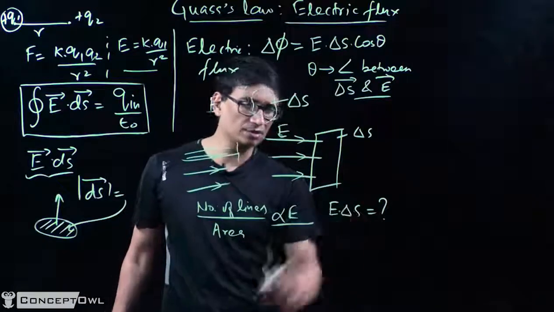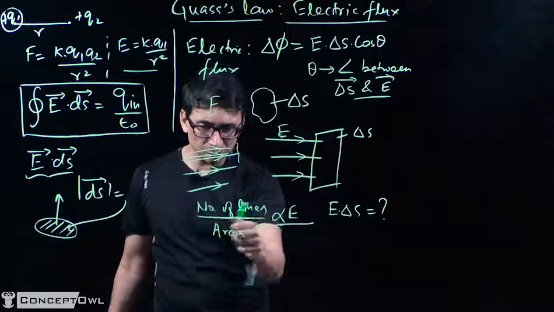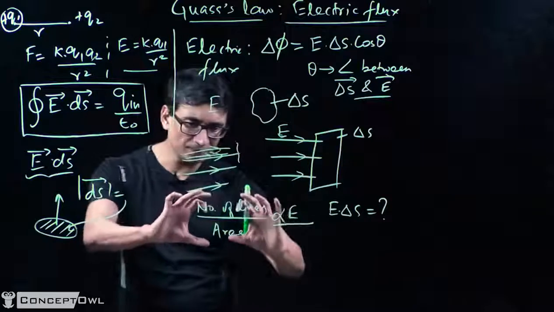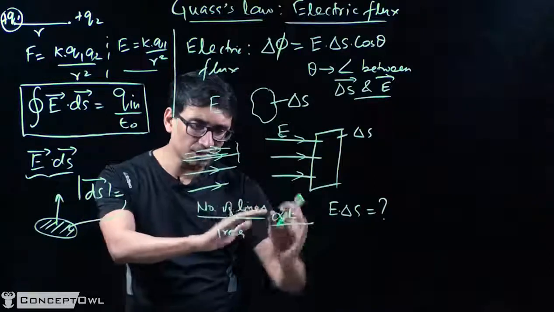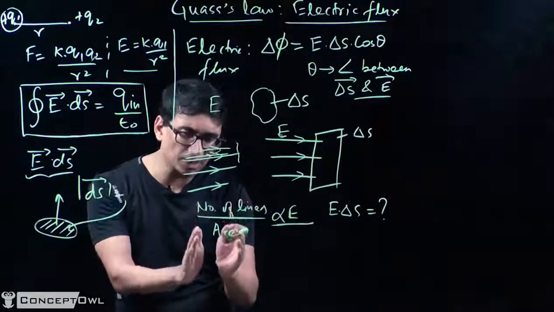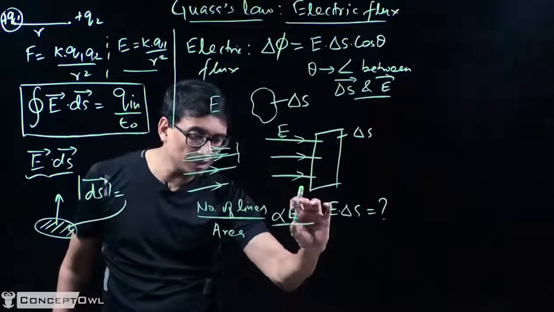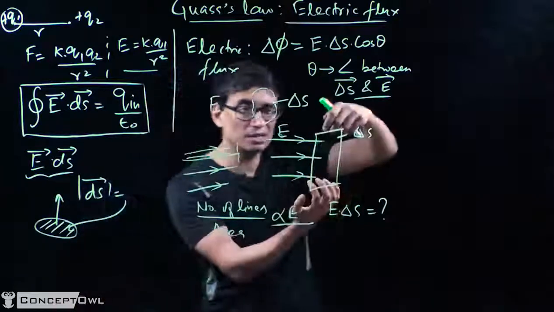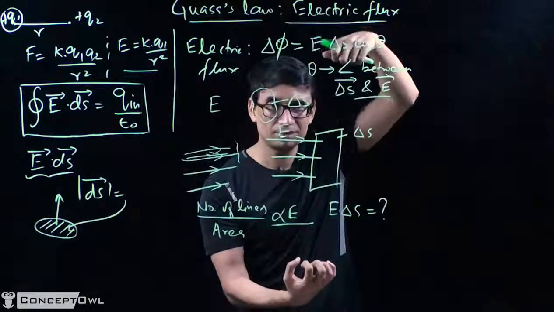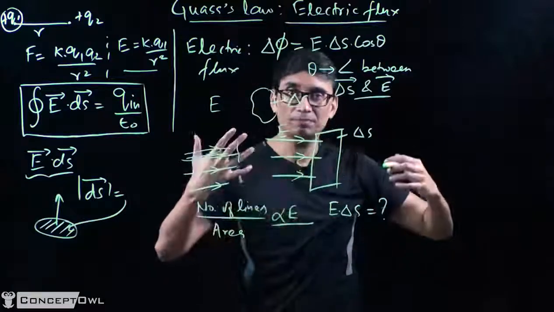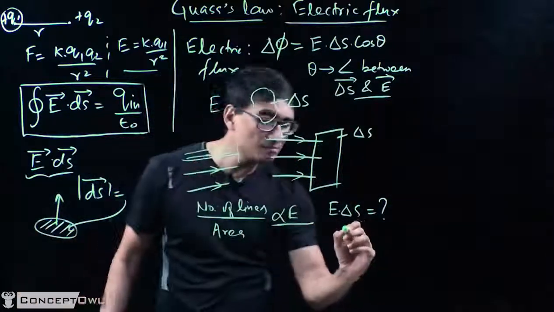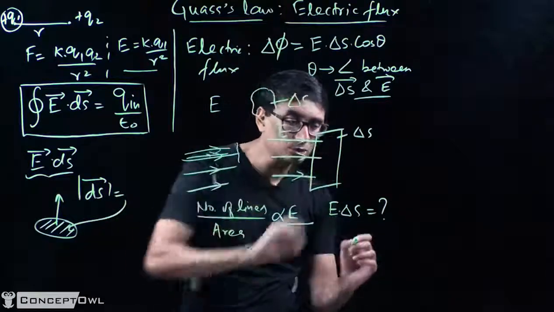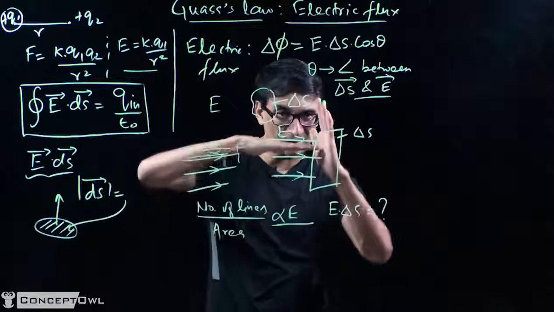E into delta S. Number of lines per unit area is proportional to E. So we get a sense of the strength of the electric field from the number of lines per unit area. Electric field into area is nothing but the number of lines, right? If I make the area bigger, the number of lines crossing will go up. So this gives us an idea of the number of lines flowing through the surface. Right now I'm taking both as perpendicular, okay?